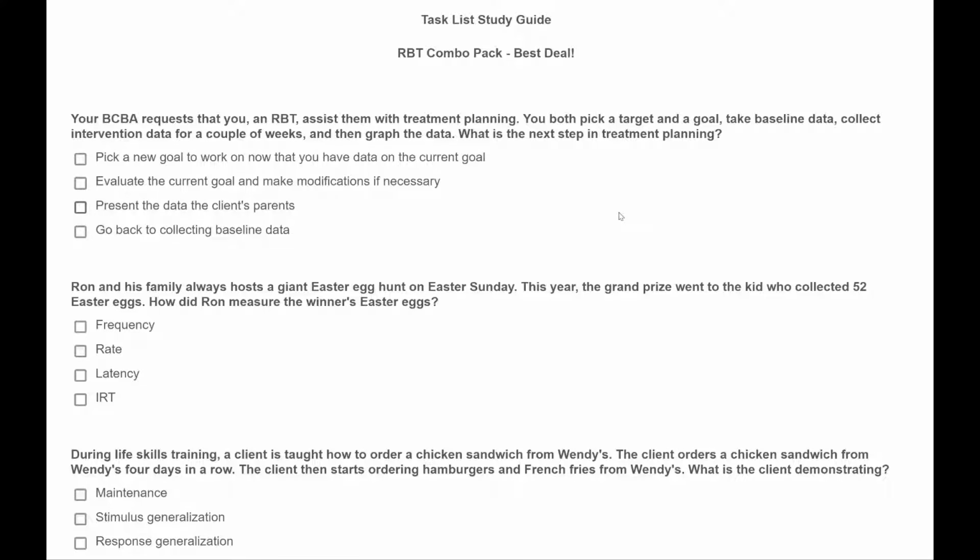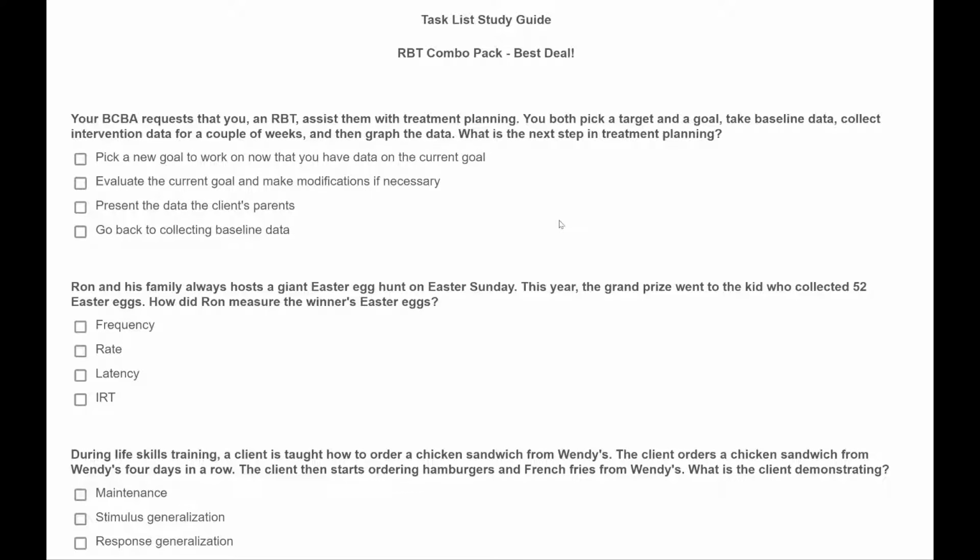We don't just take data and then dive into something different, okay? We work on multiple things at once, but each one should be important and we should follow through. So just because we've graphed the data doesn't mean we're done with this particular skill or goal. So B, evaluate the current goal and make modifications if necessary. Yes, that's going to be the final step in our treatment planning.